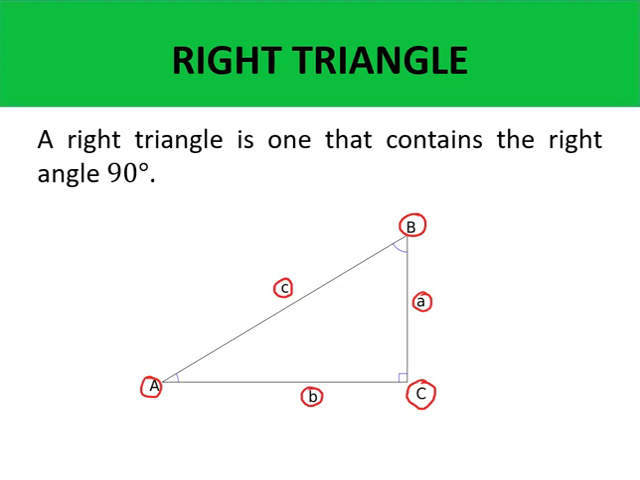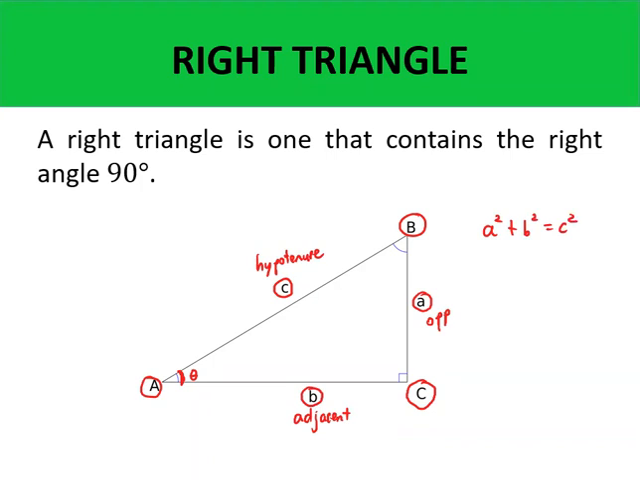Now, if we consider angle A as our angle theta, then the side opposite angle theta is called the opposite side, while the side adjacent to angle theta is called the adjacent side, while the side opposite the right angle is called the hypotenuse. Now, the relationship of the lengths of the sides is given by the Pythagorean theorem: a squared plus b squared equals c squared.